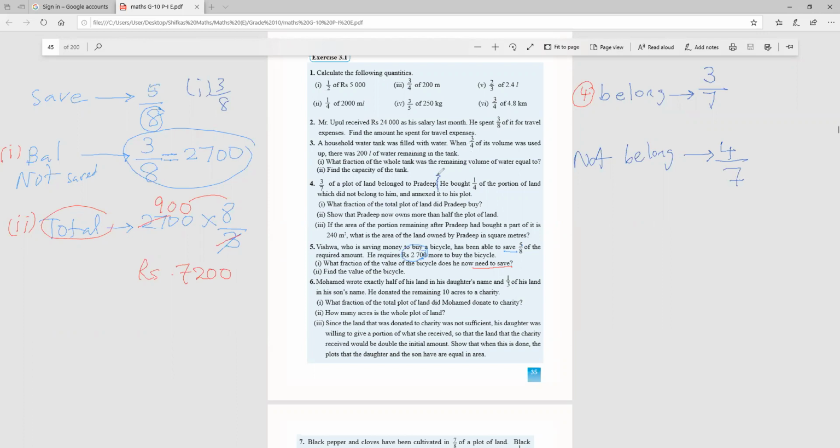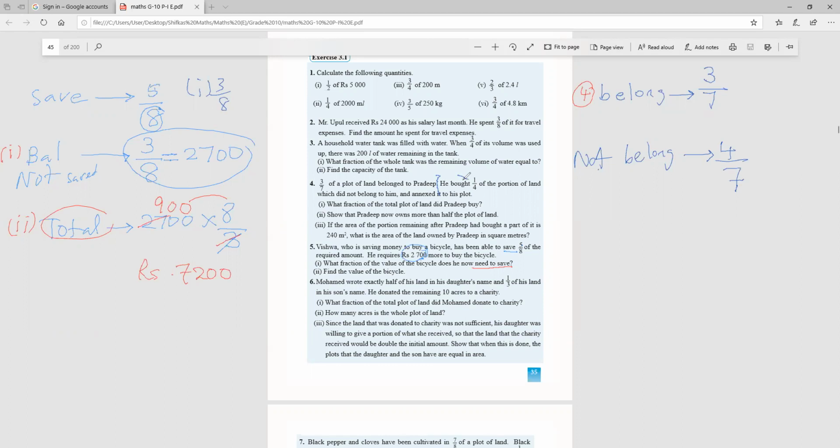Look at how it is said when reading: 3/7 of a plot of land belonging to Pradeep. 3/7 is belonging to Pradeep. Which is not belonging to Pradeep is 4/7. Out of 7, 4 portions are belonging to some other people.